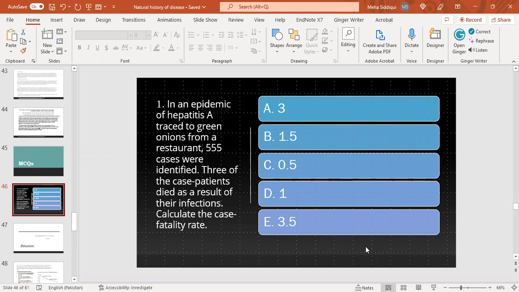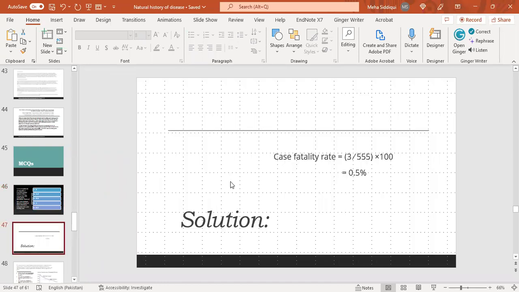Okay, so here the deaths due to the case is the number of deaths are 3 and the number of cases are 55. So 3 over 555 is 0.5%. So C is the right option.